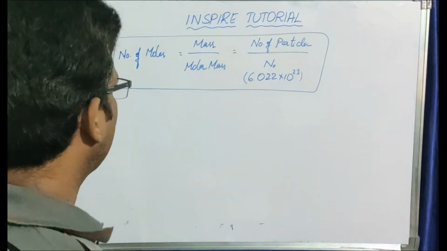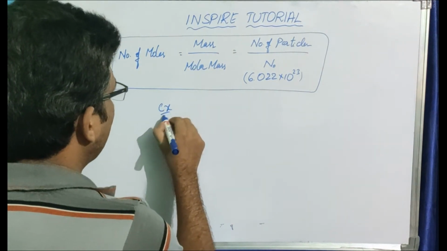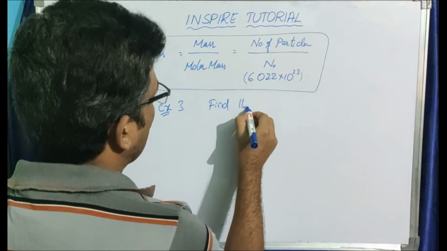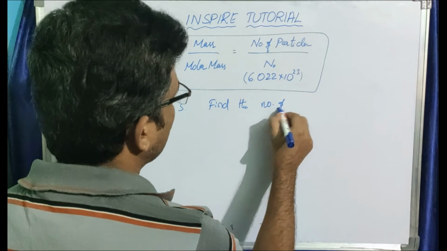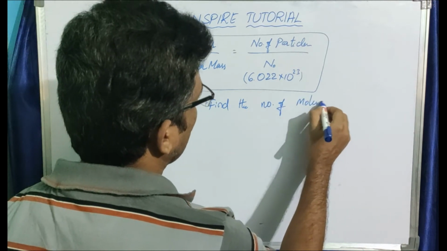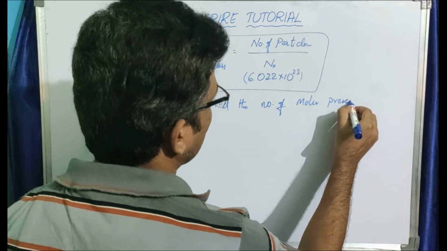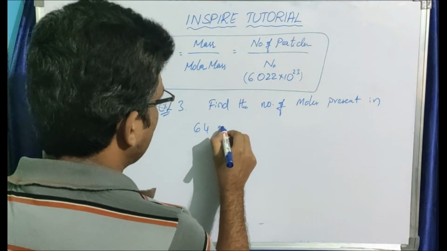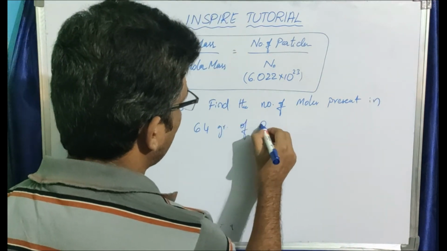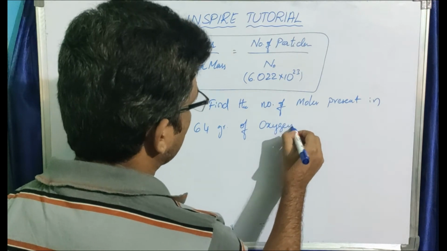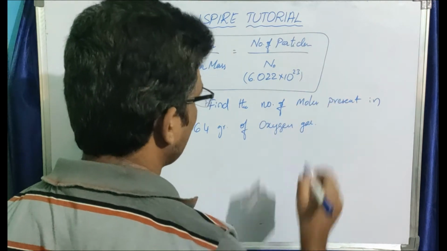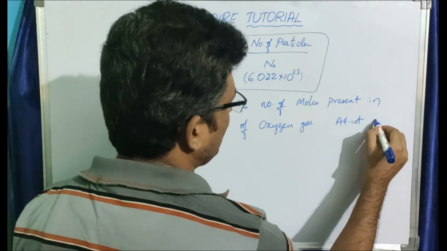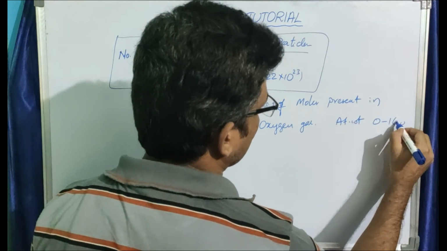So let's see an example. Example 3. Find the number of moles present in 64 grams of oxygen gas, and the atomic weight of oxygen is given as 16 units.